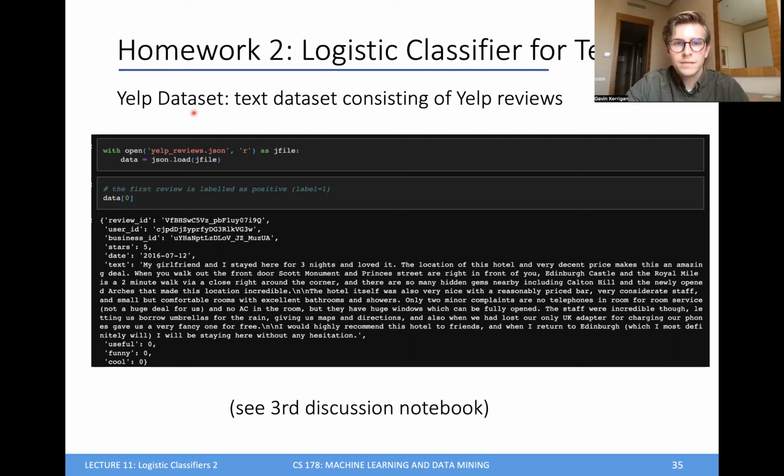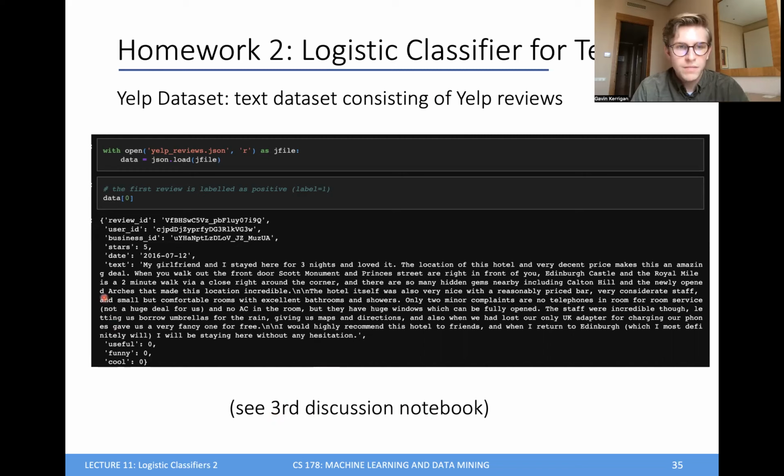So this Yelp data set is a text data set or a natural language data set consisting of Yelp reviews for a bunch of different businesses. And our goal is going to be essentially to classify these reviews as either a positive review or a negative review. So this is a task sometimes called sentiment analysis. We want to know, did this person like the restaurant they went to, or did they not like the restaurant they went to? So in the third discussion notebook, which is available on the Canvas page, there was a short tutorial on working with this data.